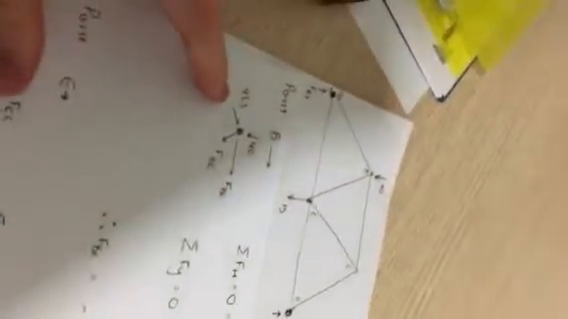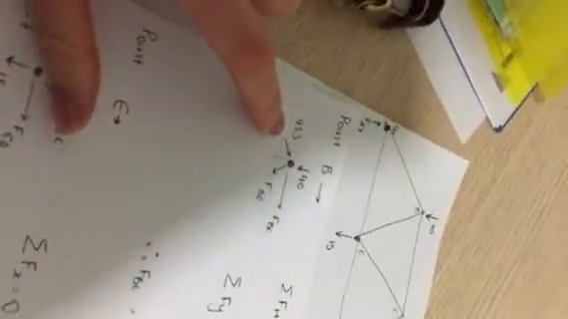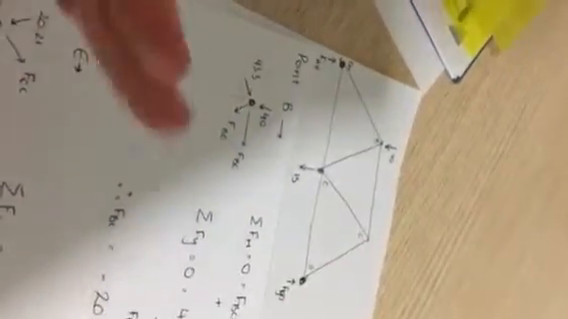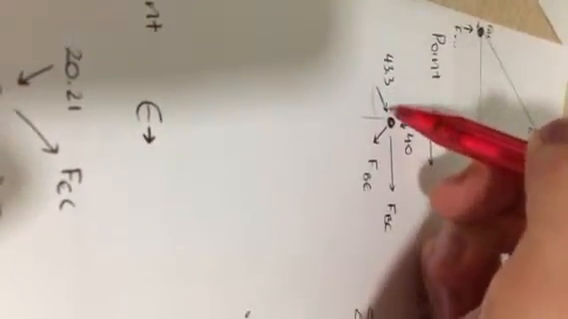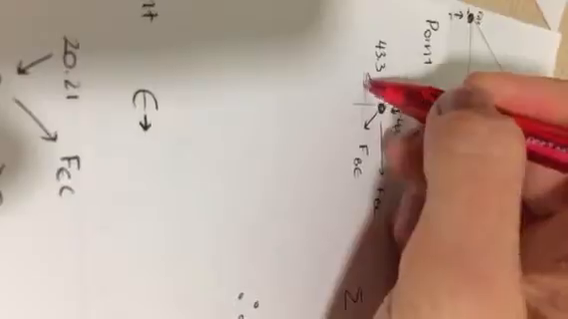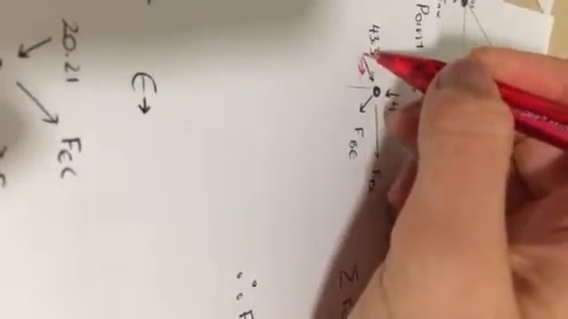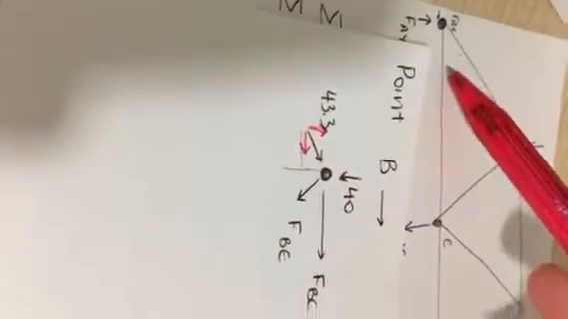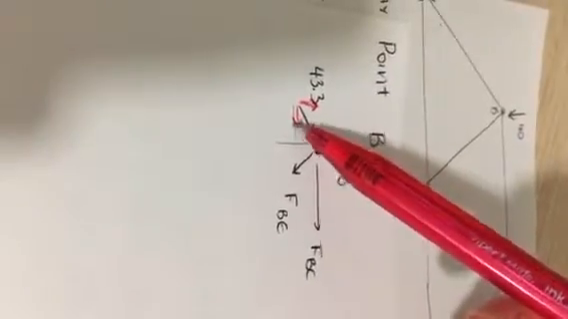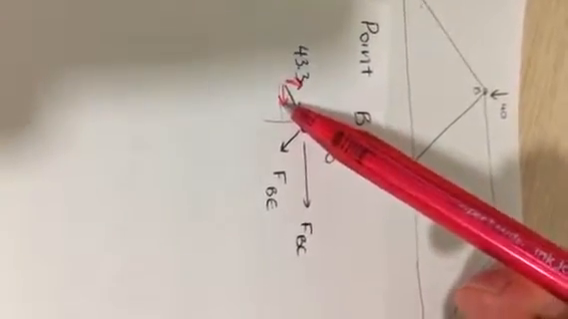So yeah, we add our FBC. Then we've already worked out at point A that this is 43.3. However, it's acting at an angle, so we have to, let me just get a pen. What we're essentially doing is this 43.3 force, we're breaking it up into its horizontal and its vertical components. Because we know from up here that this angle is 60 degrees, this angle here is also 60 degrees.